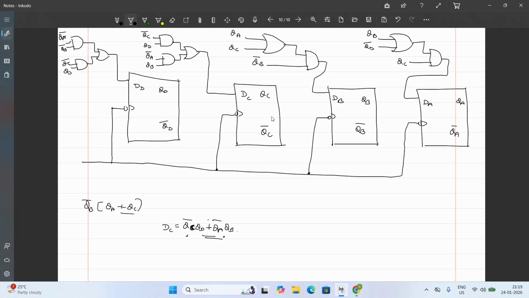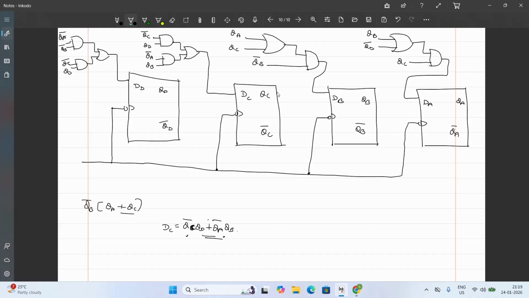Main thing is to know the excitation table for the individual flip-flop. Same way, you can design counters using JK and T also. You please practice with it. For the same question, you can practice with those flip-flops. And if you have any doubts, you can always get back to me using the comment section.